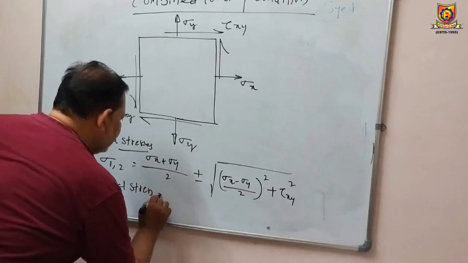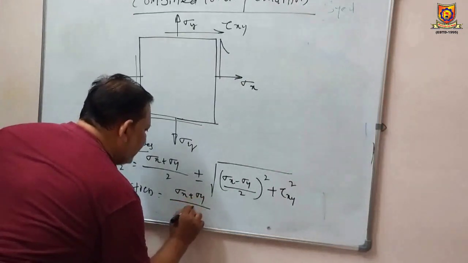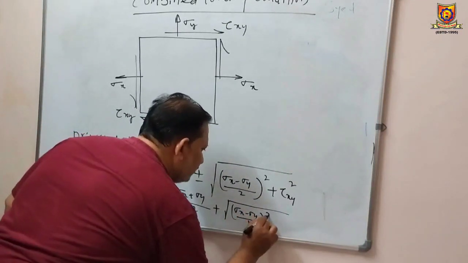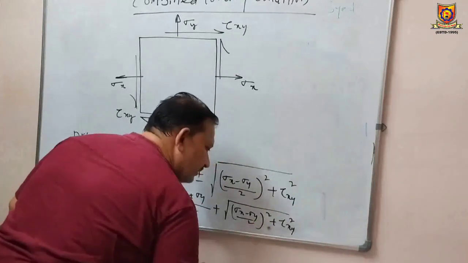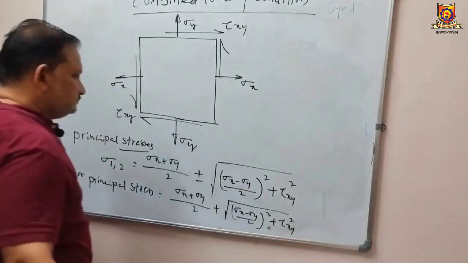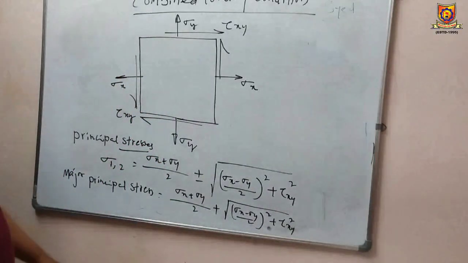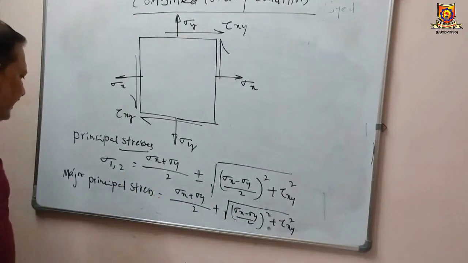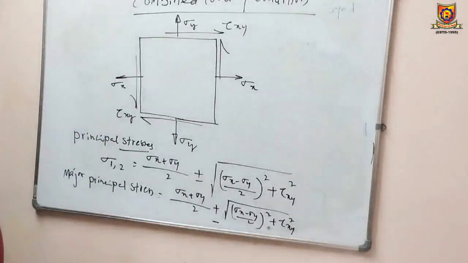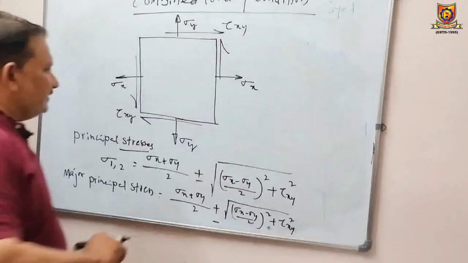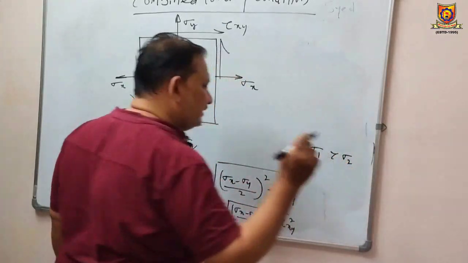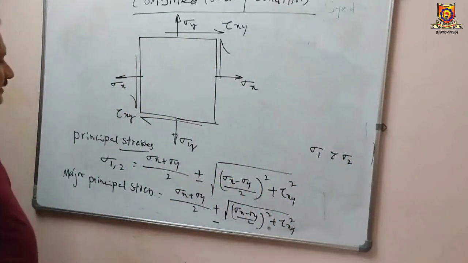Major principal stress, that is sigma x plus sigma y by 2 plus square root of sigma x minus sigma y by 2 whole square plus tau xy square. Right? If you put a minus in between, you can calculate the minor principal stress. So, major principal stress is greater than minor principal stress.